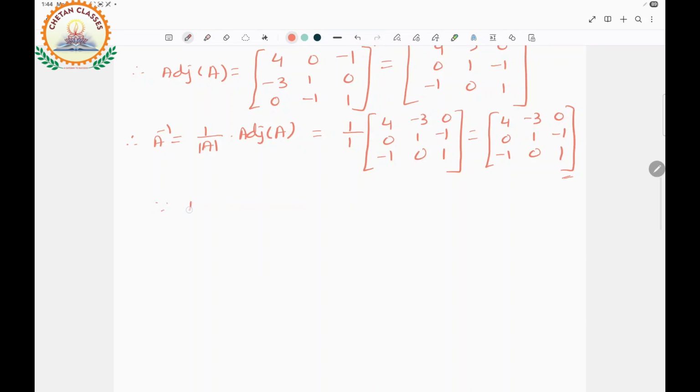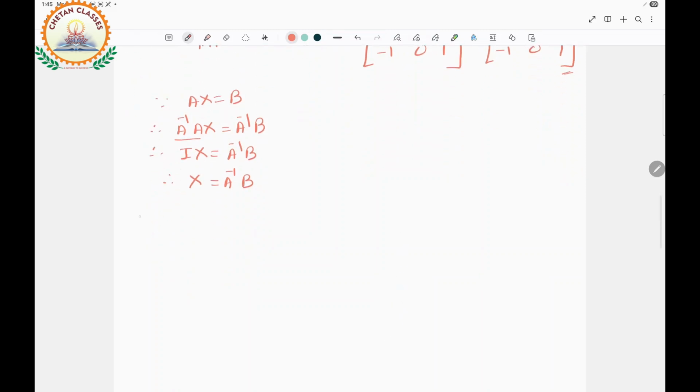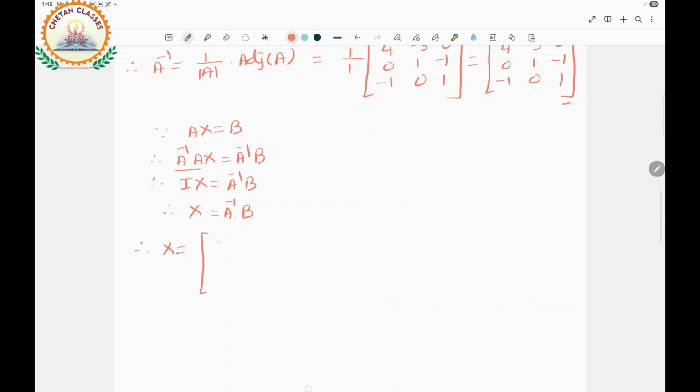Now, since AX is equal to B, so pre-multiply both the sides by A inverse. So A inverse into A means I into X is equal to A inverse into B. So therefore X is equal to A inverse into B. Substitute the values. So X is equal to A inverse is 4, minus 3, 0, 0, 1, minus 1, minus 1, 0, 1 into matrix B is 12, 15, 13.